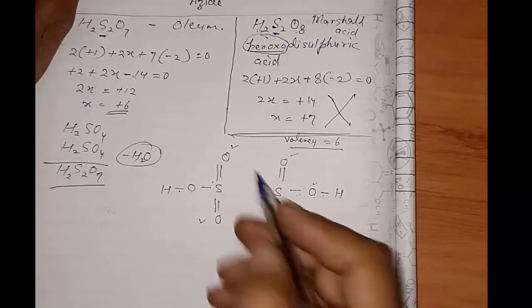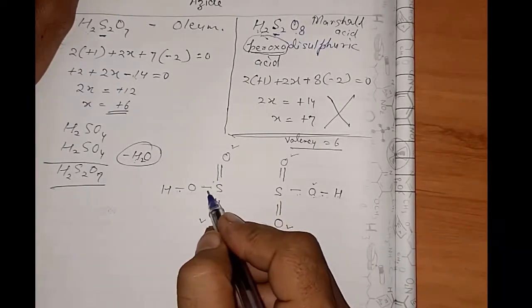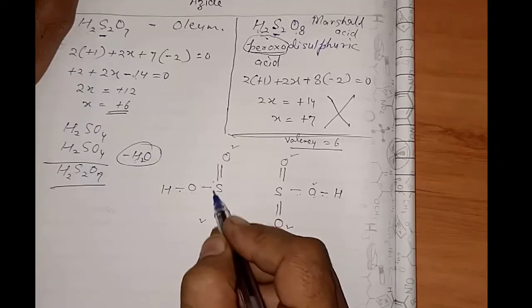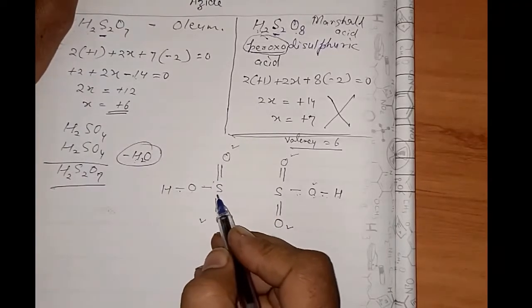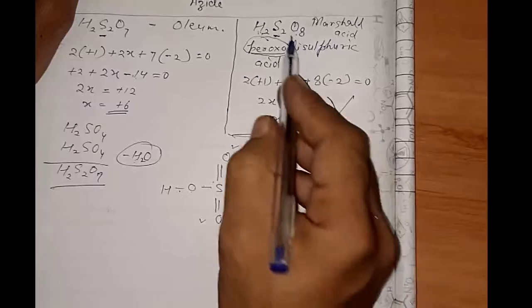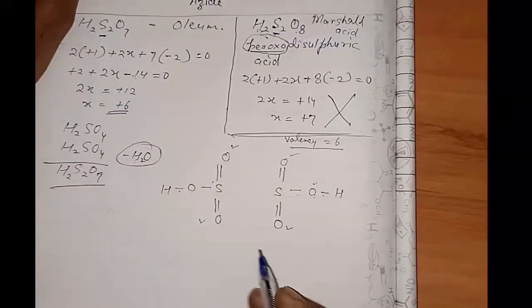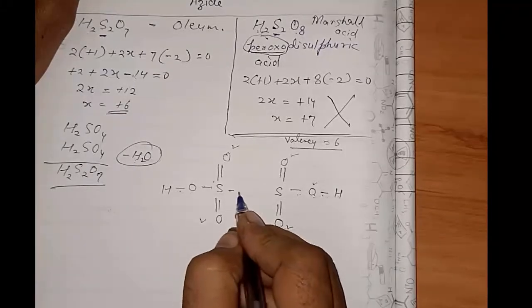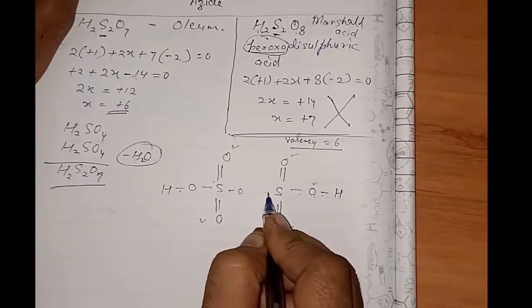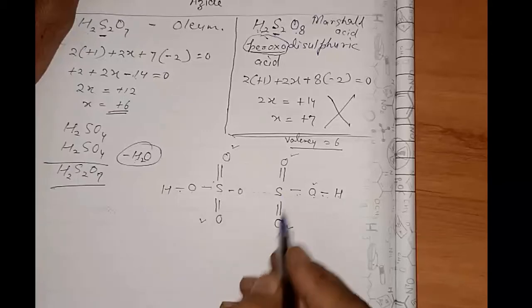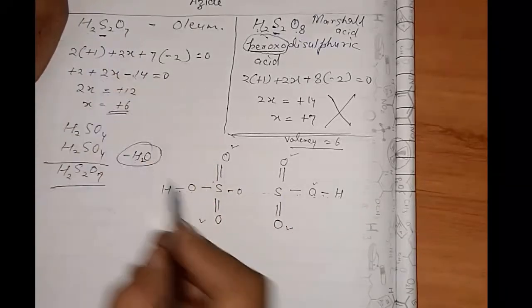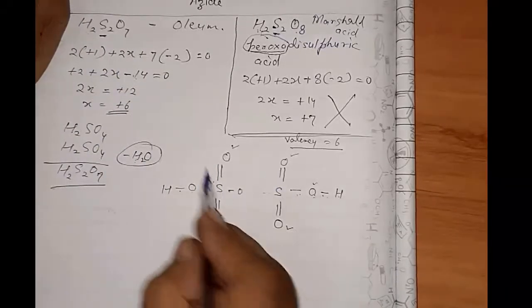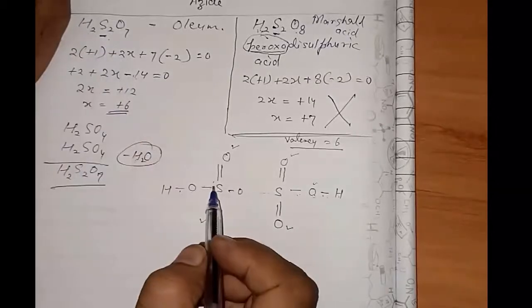Sulfur: 1, 2, 3, 4, 5. Total how many bonds? 5. So we can form maximum one more bond, but we are left with 2 oxygen. Now how can we attach 2 oxygen in this structure? If I write one oxygen here and bond it with this sulfur, then this will be the structure of oleum, H2S2O7. Okay, is it clear?